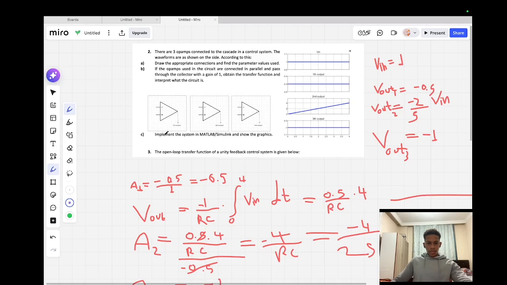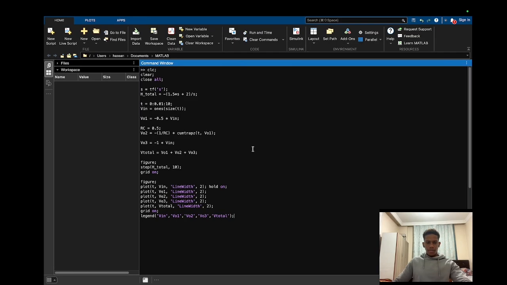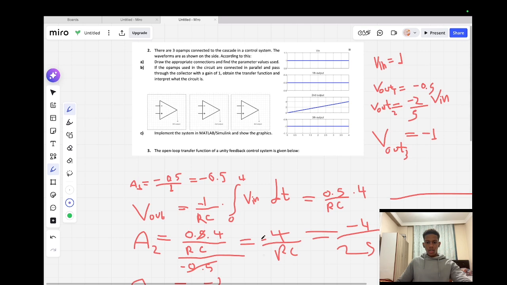In the third question, implement the system in MATLAB. Okay, in MATLAB we have this code. Firstly, we defined s as a transfer function, and we have H total. H total is equal to minus 1.5 multiplied by s multiplied by plus 2 over s, this function.